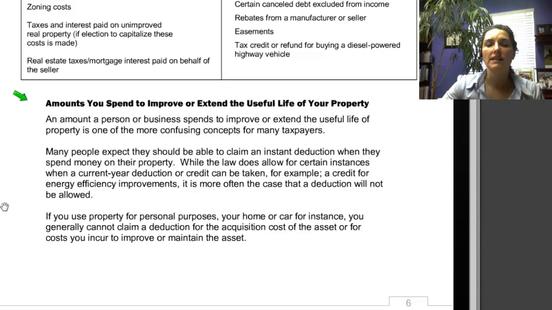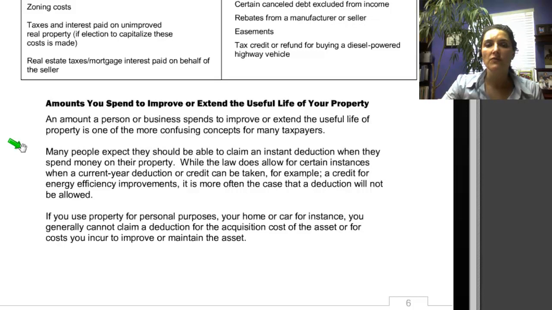Amounts you spend to improve or extend the useful life of your property. What does that mean? Because these increase your basis. An amount a person or business spends to improve or extend the useful life of property is one of the more confusing topics to many taxpayers. Many people expect, and it's quite logical that they expect, they should be able to claim an instant deduction when they spend money on their property.